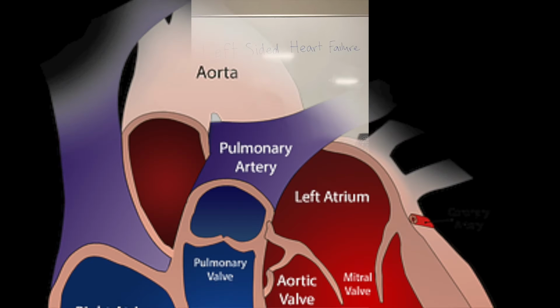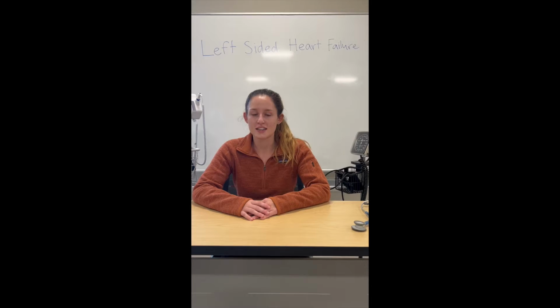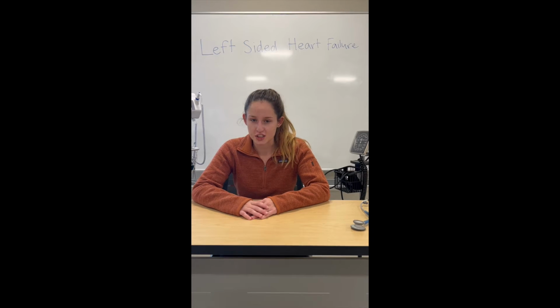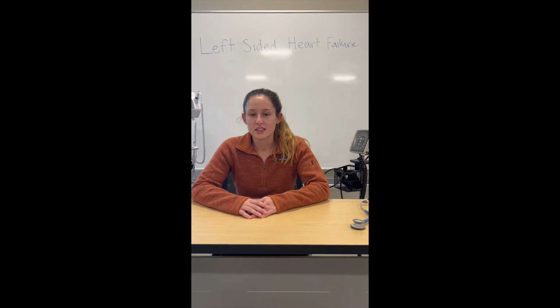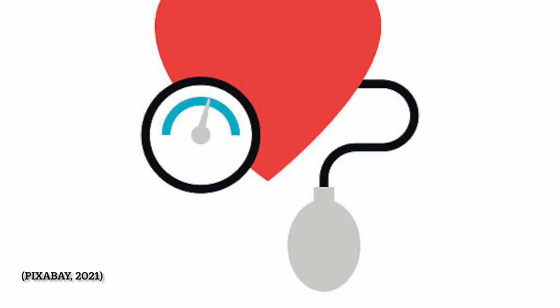In forward left-sided heart failure, the failing left ventricle, the one that pumps blood to the whole body, does not pump blood through the aorta as efficiently. This results in a decreased pressure in the aorta and a subsequent drop in pressure in the arterial system. In layman's terms, your blood pressure drops.